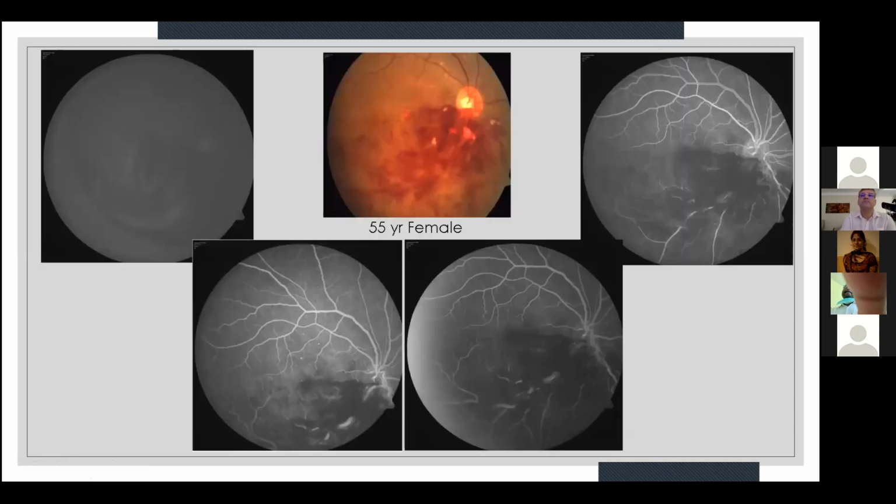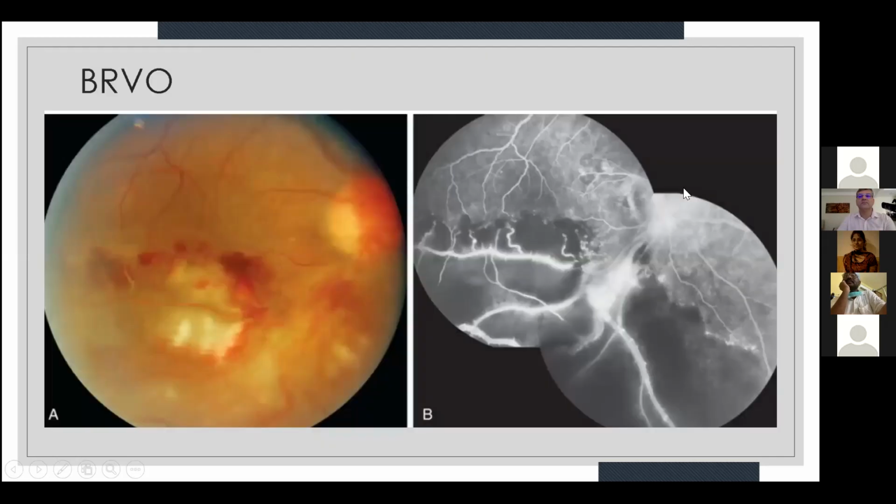This is our own case of a 55-year-old female who presented to us with blurring of vision in her right eye since 1 month. On examination, we saw superficial hemorrhages occupying her inferotemporal quadrant. Fundus fluorescein angiography was done, which showed blocked fluorescence. This is also a case of BRVO where we can see neovascularization and capillary non-perfusion areas.